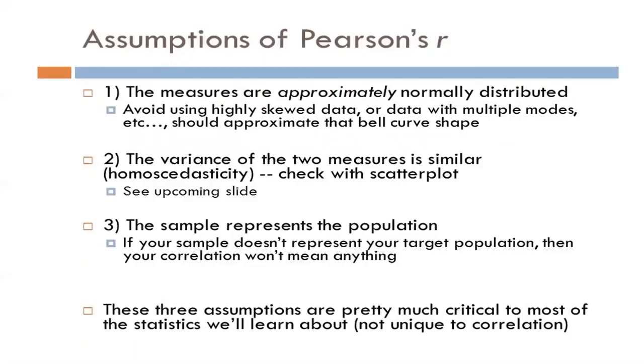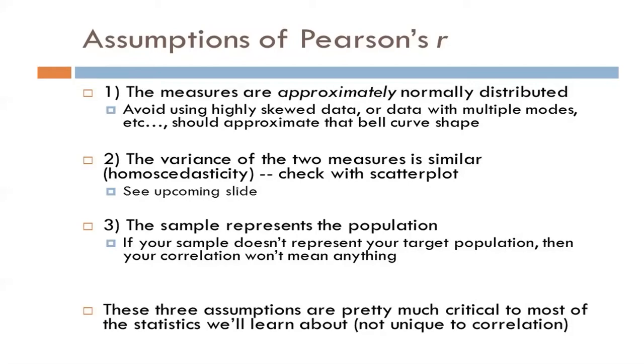Now let's see, Pearson has given some assumptions related to his method. So what are these assumptions? The measures are approximately normally distributed. Avoid using highly skewed data. Skewed data or data with multiple modes will not be used. They should approximate the bell-shaped curve. Data should be normally distributed.